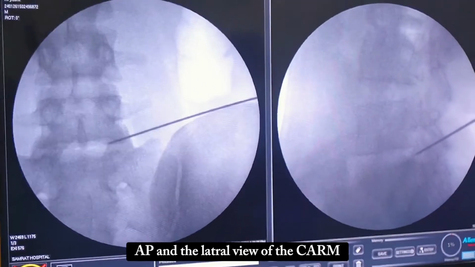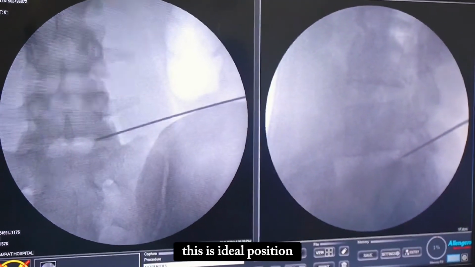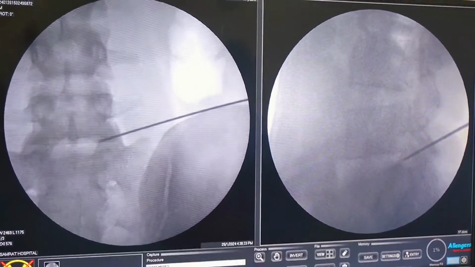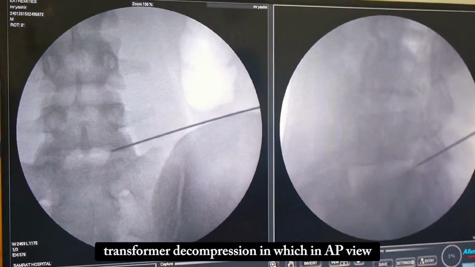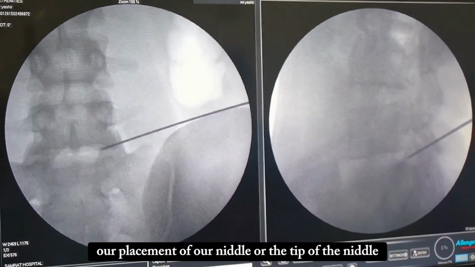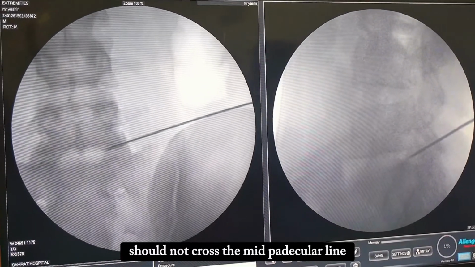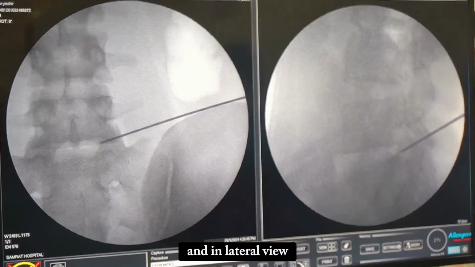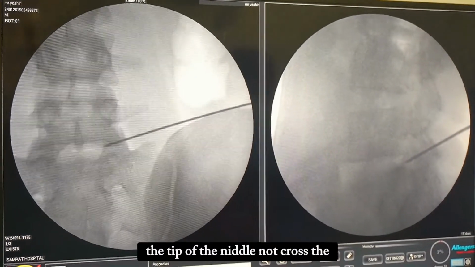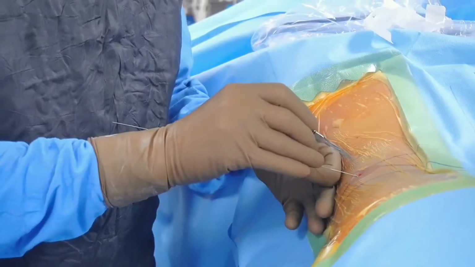This is the AP and the lateral view of the C-arm. This is the ideal position for the endoscopic needle in percutaneous endoscopic transforaminal decompression, in which in the AP view the tip of our needle should not cross the mid pedicular line, and in the lateral view the tip of the needle should not cross the posterior longitudinal ligament, or PLL.